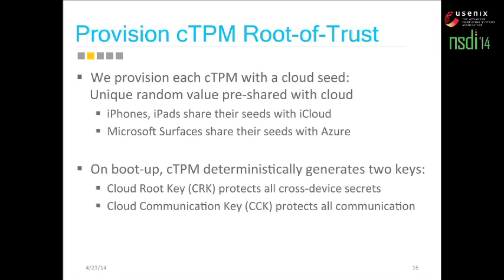The first one is called Cloud Root Key, or CRK. It is used to protect the secrets shared across cTPMs and with the cloud. The second key is called Cloud Communication Key, or CCK. It is used to protect the data exchange between cTPM and cloud and establish the secure communication channel.